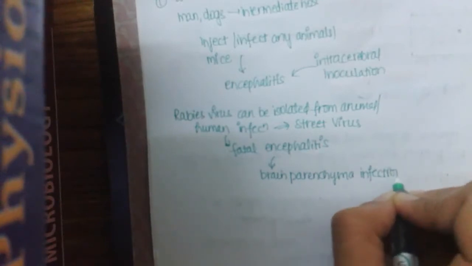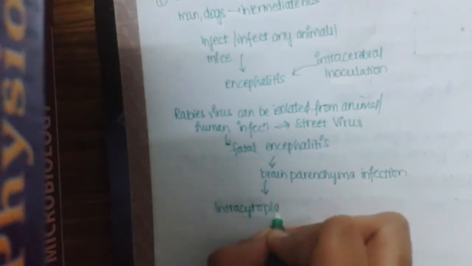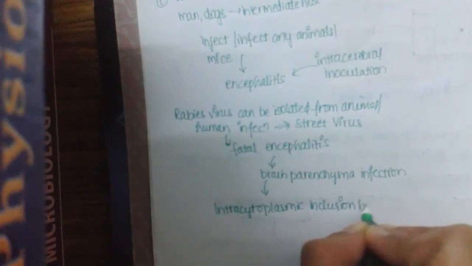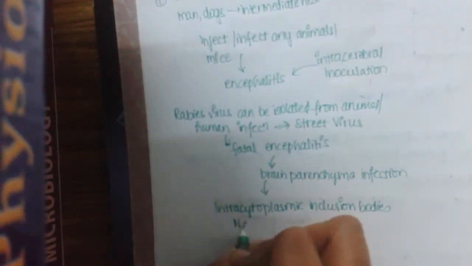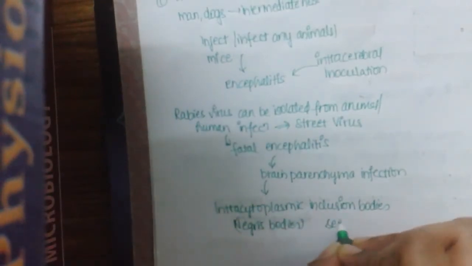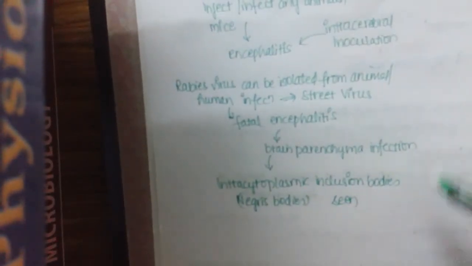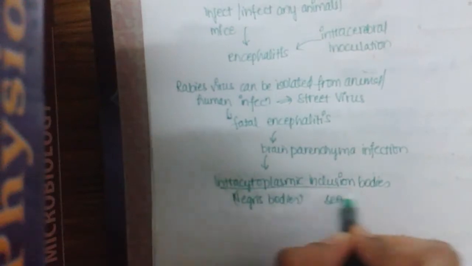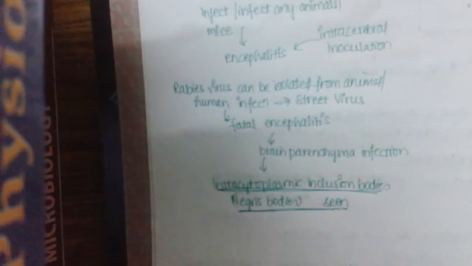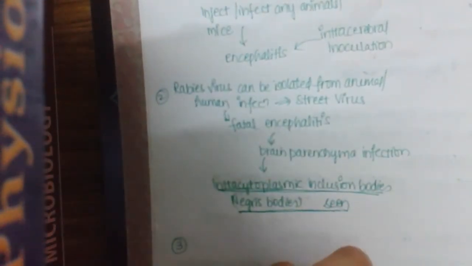So in the brain we find intracytoplasmic inclusion bodies, which are called Negri's bodies. These are seen in the brain parenchyma. So this is the main diagnostic feature of rabies virus: the presence of intracytoplasmic inclusion bodies, or Negri's bodies.